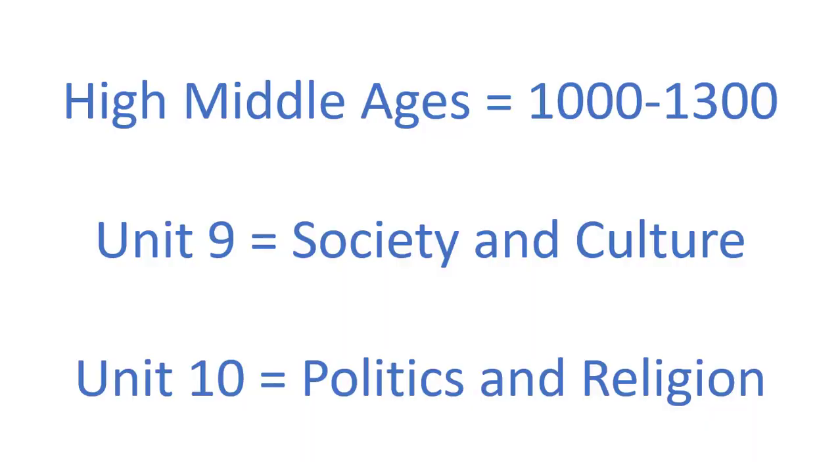The High Middle Ages encompasses a period of roughly 300 years, from 1000 to 1300 CE. The plan is to split the objectives into two separate lessons, this one and the next one. In this lesson, we'll specifically be looking at social and cultural developments, while in Unit 10, we'll be staying in the High Middle Ages, but looking exclusively at political and religious developments. That means for this lesson, we're going to get away from the politics and religion and focus more on society and culture.